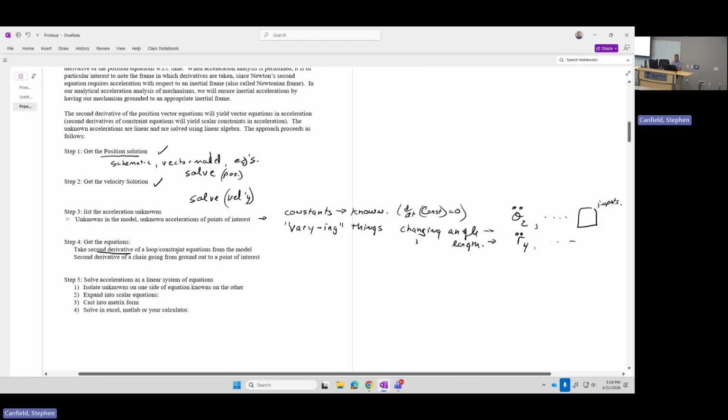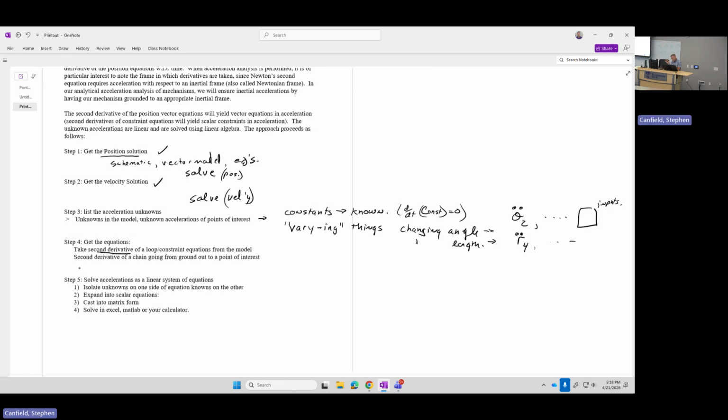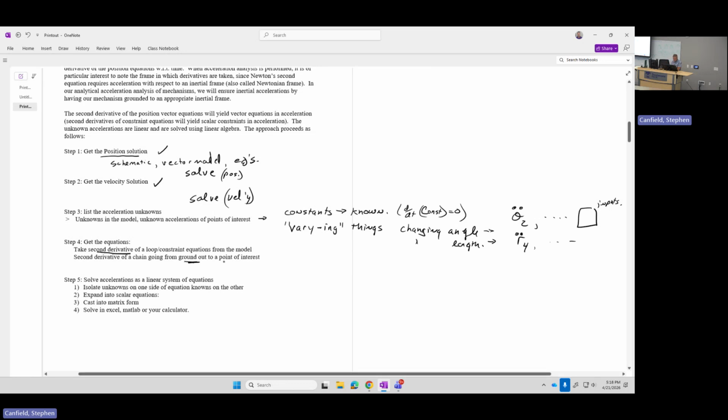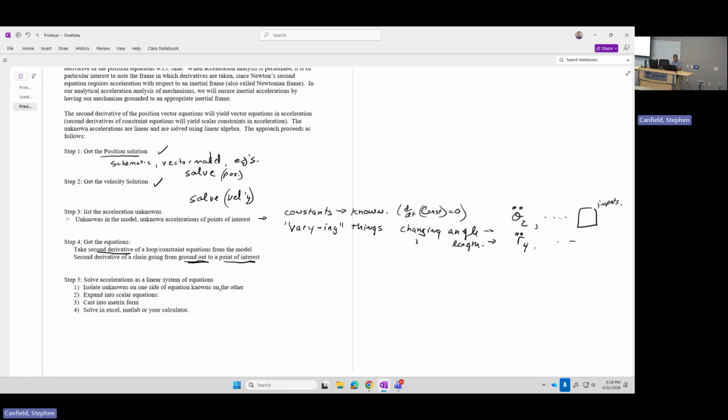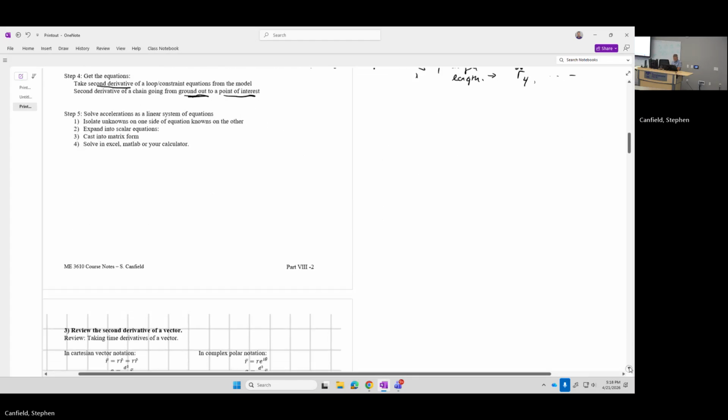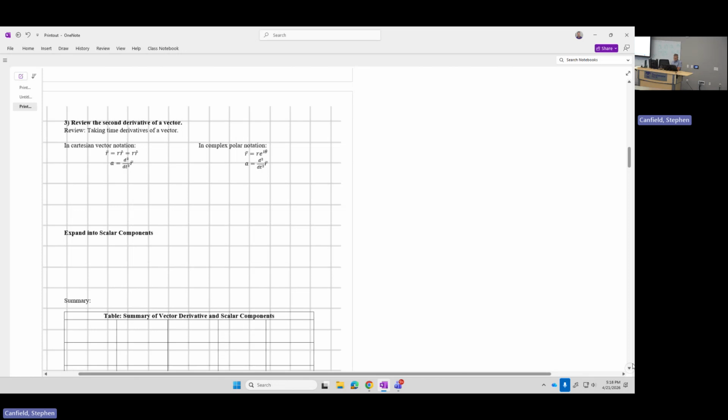We take the second derivative of the loop and constraint equations. And then if I have a point that's not on the loop, but I want the acceleration of that point, just like velocity, I'll take the second derivative of a chain going from ground out to the point of interest. Very important that you start from ground. Finally, I have linear equations, so I write those out. I'll isolate the unknowns on one side of the equation, knowns on the other, scalar equations, cast them in matrix form, and then I solve in MATLAB, my calculator, Excel, Python, whatever tool you like. So that's the process.